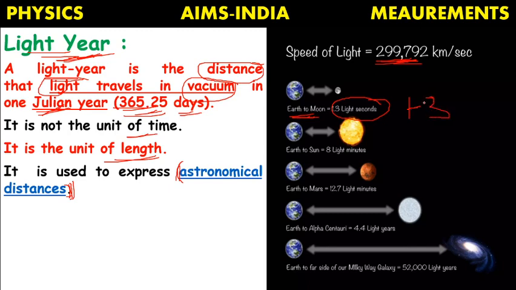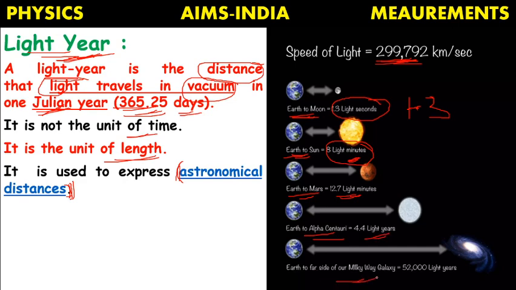1.3 light seconds. So a light second is still a smaller unit than a light year. Earth to Sun, 8 light minutes. A light minute is also a smaller unit than a light year. Earth to Mars, 12.7 light minutes. Earth to Alpha Centauri, 4.4 light years.